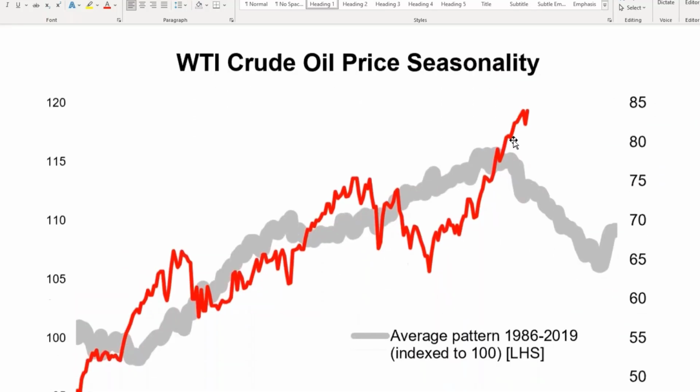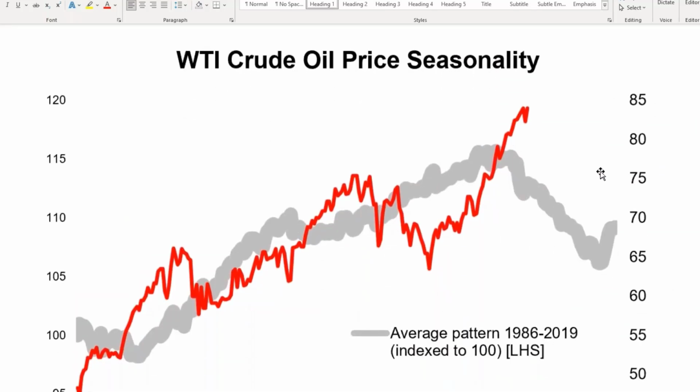Okay, are you seeing? Yes, we're looking at the crude oil, yeah. Yes, seasonality. Okay, just to explain what this chart is, the red line is the WTI, not the Brent, but the WTI spot price. But what is this grey area in here is the average of the price action averaged from 1986 to 2019. So in other words, till last completed year, and indexed on the left-hand side.